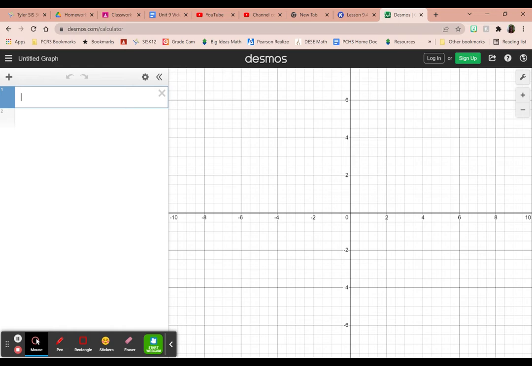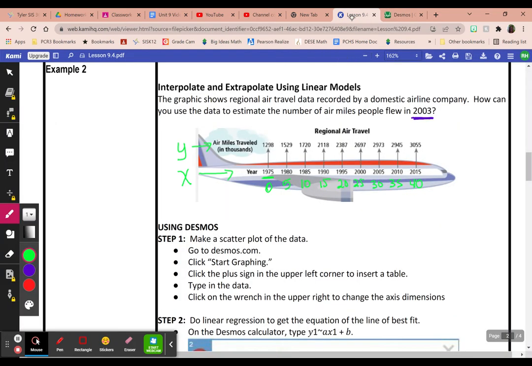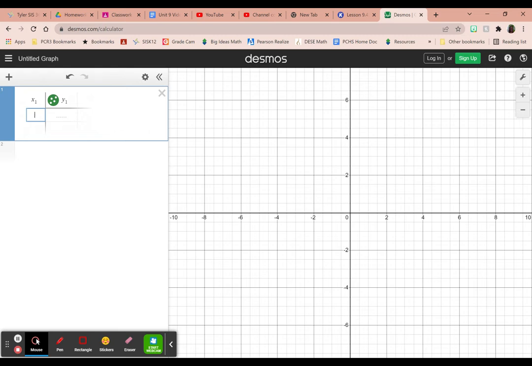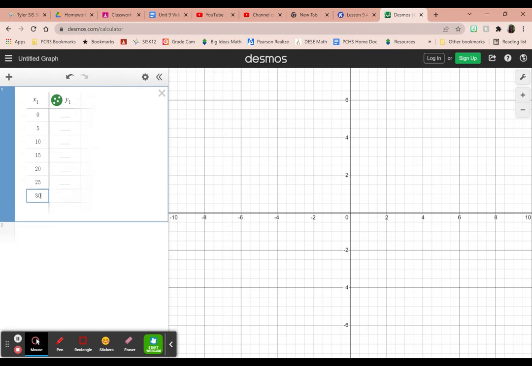We're going to click on this little plus in the corner, and we're going to add a table. Our table of values are going to follow this airplane model that we just had here. So in my x's, I'm going to put those bottom numbers starting at 0, like we talked about, and go from there. So 0, and then 5, 10, 15, 20, 25, 30, and 35, and 40. Then I'm going to go up here on my y, and I'm going to enter the numbers that it has for the miles for each one of those.